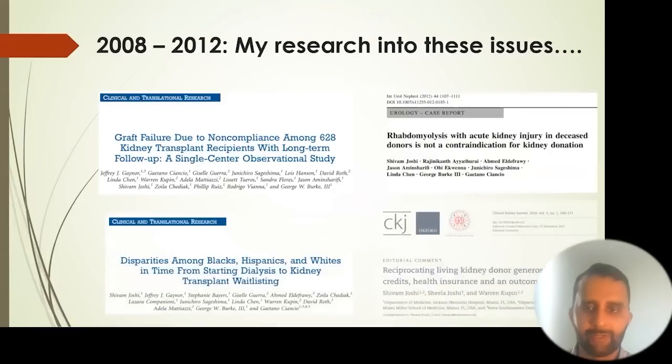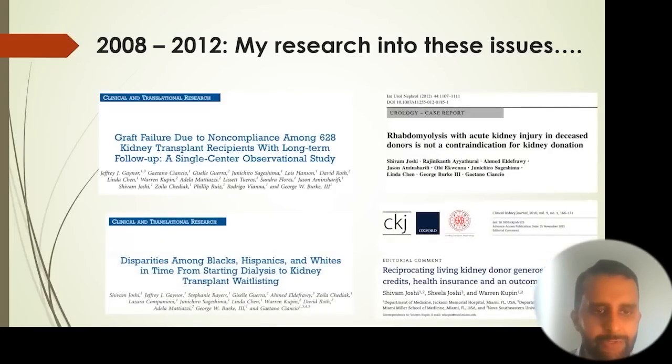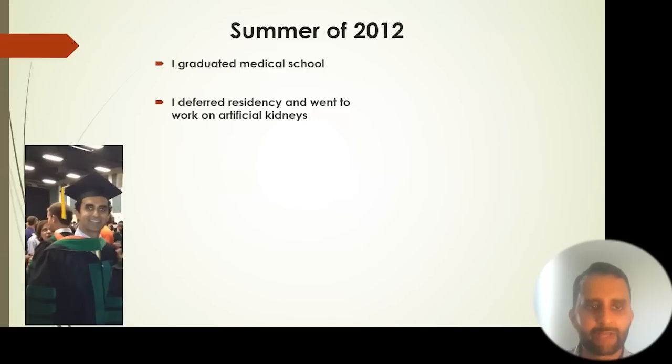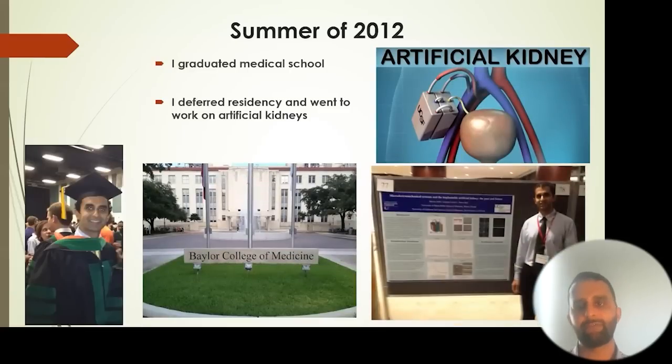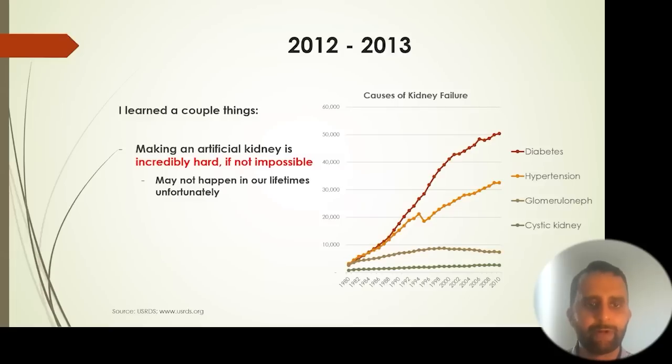And this is just a brief glimpse into some of the work that I was privileged to be a part of with that team down there, just looking into some of these issues and trying to address some things. But ultimately, I decided to do research after med school to work on some projects looking into artificial kidneys. And ultimately, I did go to residency and fellowship and become a doctor. But during that pivotal year, I learned some things. And one of the things was that making an artificial kidney is incredibly hard, if not impossible, because of just all the technological requirements that are needed.